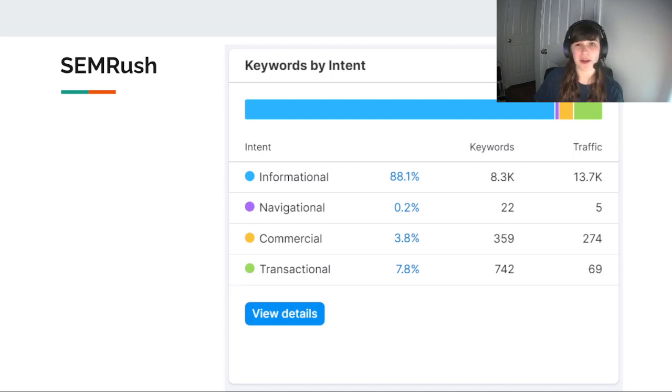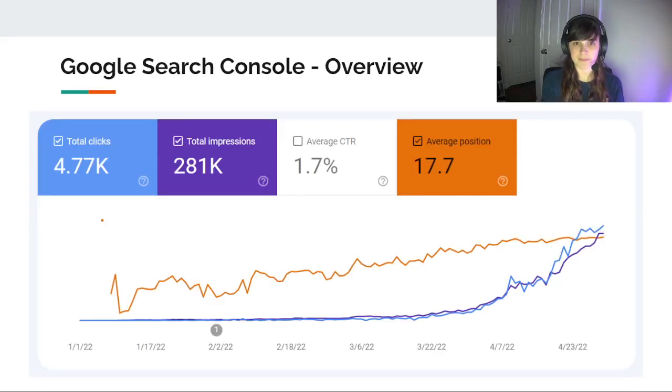So I don't really want it to get much higher than that, but I'm going to have to take a look into what exactly those keywords are, because not much of my information is actually transactional in nature. So I'm interested to see which keywords are coming out as transactional. And that's something I'll maybe look into in the next month.